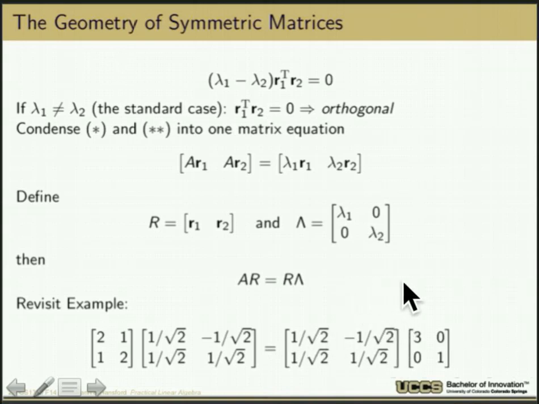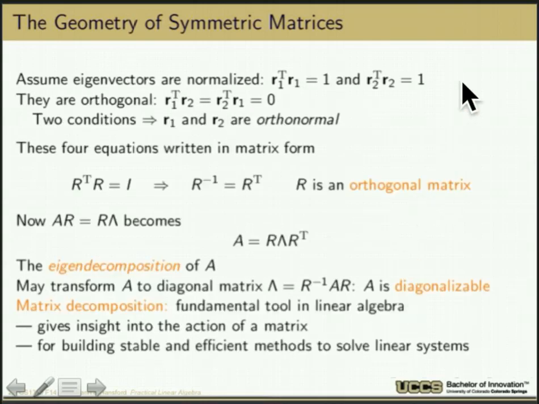So we can also look at this as a way of decomposing the matrix. And since in the case we just drew we did use normalized eigenvectors, if we assume that R1 transpose R1 is equal to 1, so the length of R1 and the length of R2 is 1, and both of those are true, then we already know they're orthogonal. The two conditions, being orthogonal and having length 1, lead to a term we call orthonormal. So this tells us that for symmetric matrices, in general, the eigenvectors are orthonormal. They're length 1 and orthogonal.